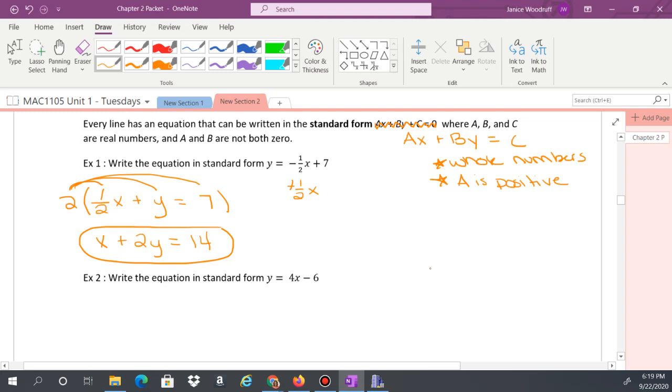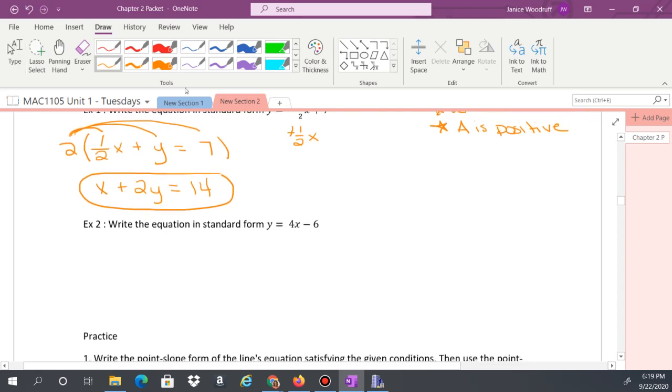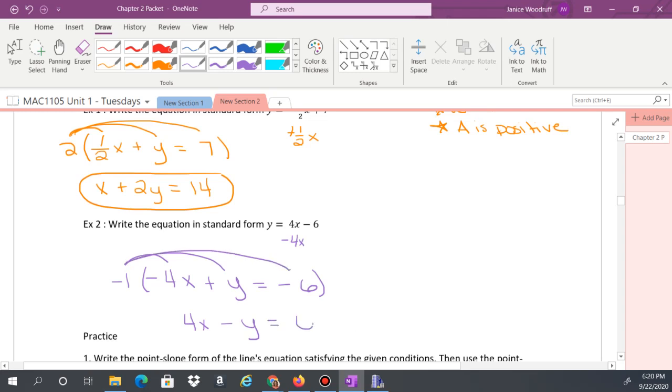Then example 2. What I would do here is y equals 4x minus 6. Subtract the 4x from both sides. I have negative 4x plus y equals -6. So they're all already whole numbers, but I want this positive. So I multiply everything here by a -1. This would give me a positive 4x, and then this would be a -1y, and then -1 times -6 would give us a positive 6.